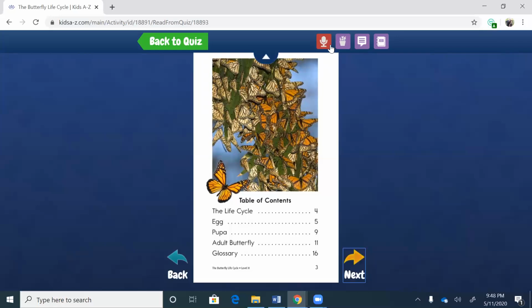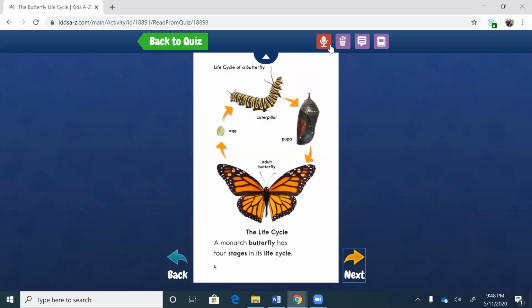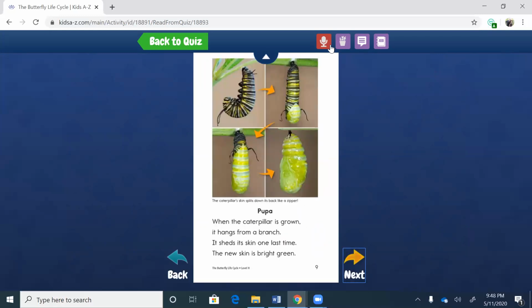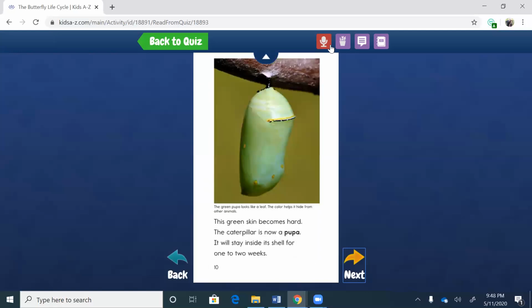Now here's where the table of contents comes in handy. We want to find out about the pupa, so we're going to go to page 9. Okay, and we want to find out what happens right after. When the caterpillar is grown, it hangs from a branch. It sheds its skin one last time. The new skin is bright green. Okay, so it's telling us that it hangs from a branch, it sheds its skin one last time.